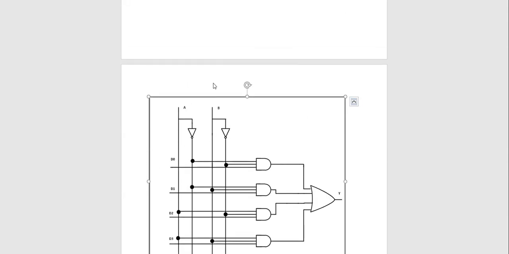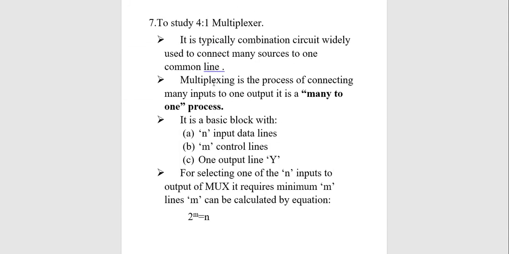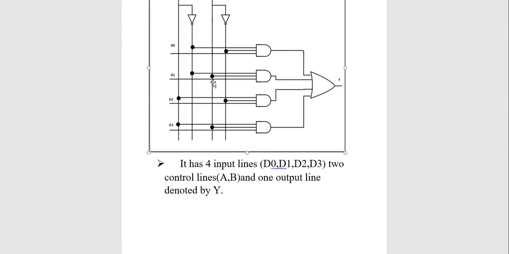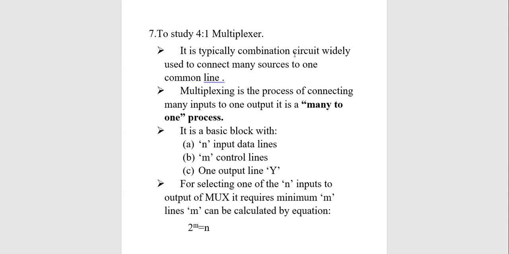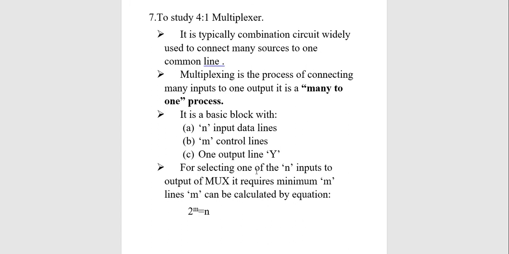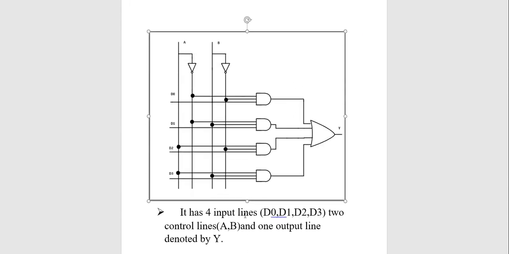Okay, so for the multiplexer, practically you'll have to write all the process which I have given in this video. First you'll have to write that it is a combinational circuit in which you have many inputs connected to a common line. Then there is a process in which you will connect many inputs to one output. After that, you will have to draw this diagram which consists of 4 different inputs, 2 control lines and 1 output.